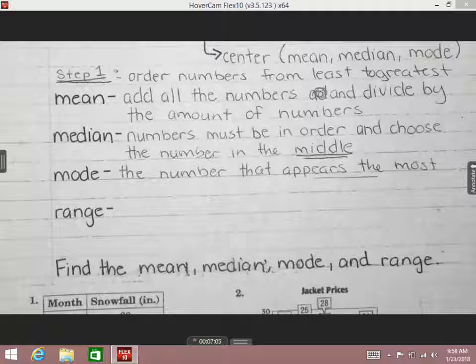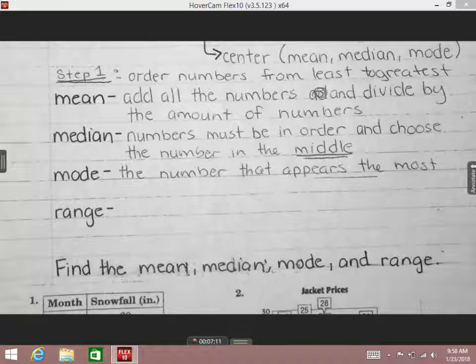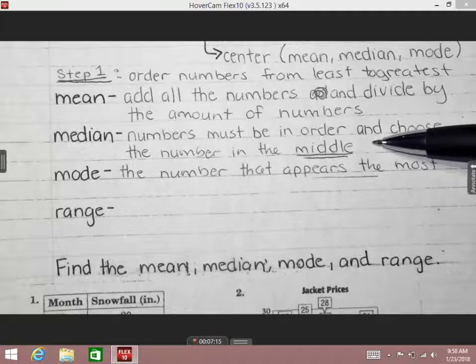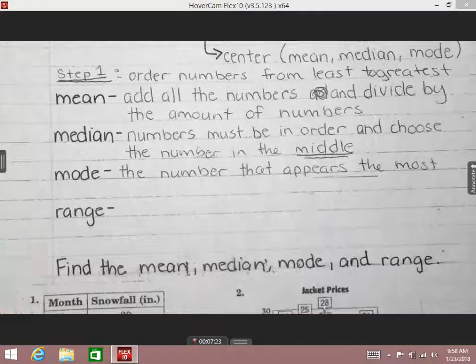Okay, exactly. So we're going to use the operation division. We're going to find the mean of those two middle numbers. So if we have two numbers in the middle, we're going to add them together and divide by two, and we'll look at one of those examples at the end of the notes. Mode is the one that appears the most.